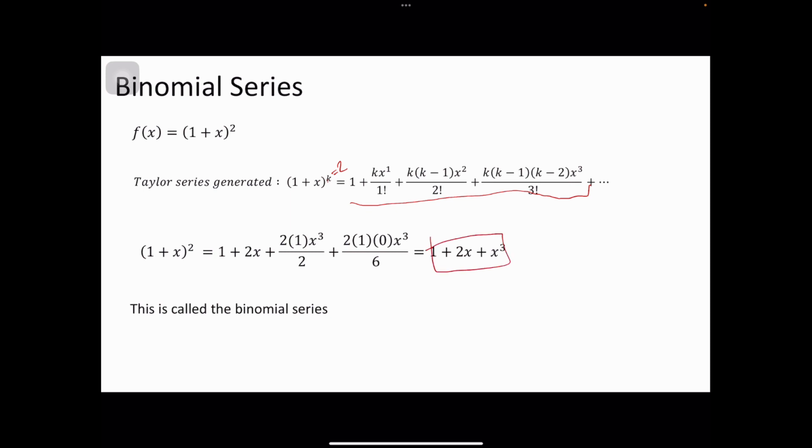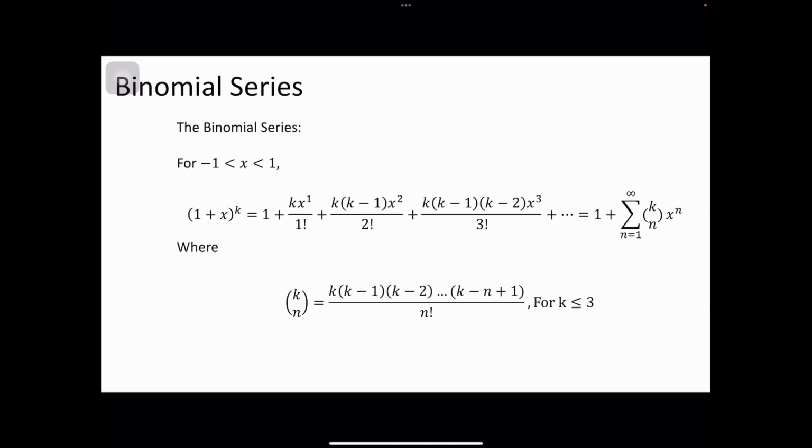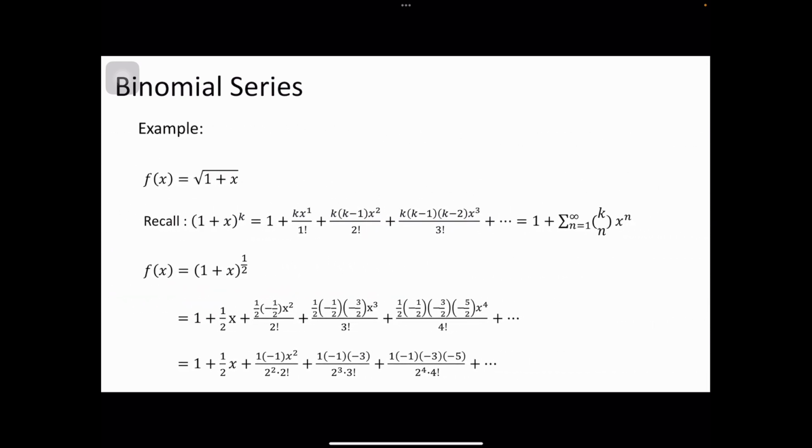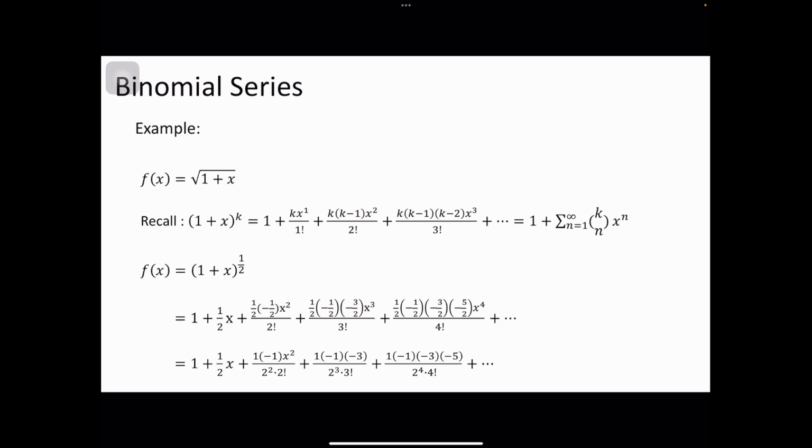So this is called the binomial series. Any exercise similar to this, these are binomial series. And so the binomial series, for x between -1 and 1, we have 1 plus x to the power of k here would equal to this. So to get to know this formula even better, let's take a look at the first example. First, we got f of x equal to 1 plus x, and then it's also in the square root. And now this is our binomial formula that we have.